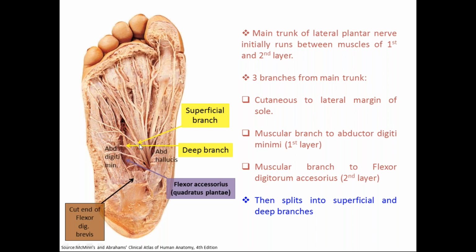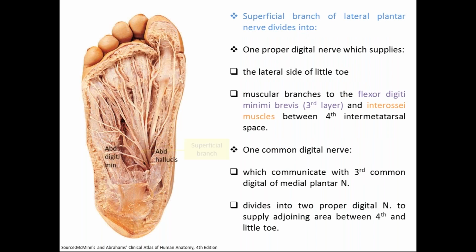Now, if we focus on this superficial branch of the lateral plantar nerve, you can see it is divided into one lateral and one medial branch. These two branches are coming from this superficial branch of the lateral plantar nerve. Now, if you look at this lateral branch, this is the proper digital nerve, like the proper digital nerve of the medial nerve. So this is the one proper digital nerve which is going to give further other branches.